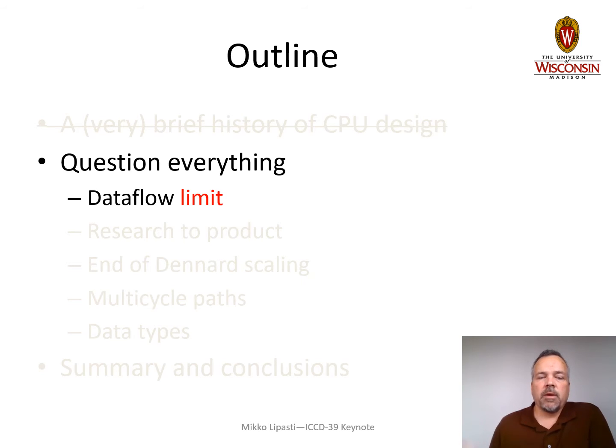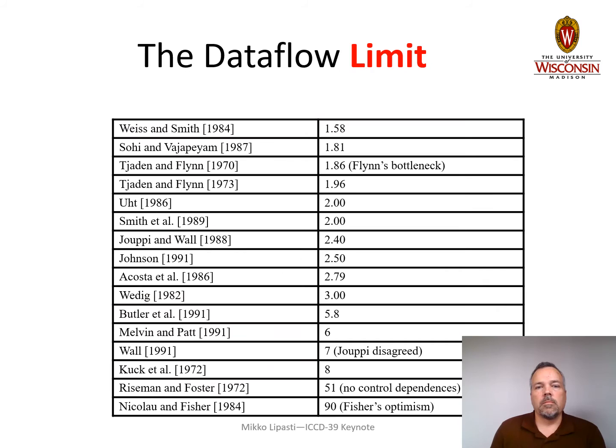And so the first topic I want to spend a little bit of time on is something called the Dataflow Limit. So we saw this table earlier. This illustrates various studies that have been done over the decades trying to understand how much instruction level parallelism exists. So what is the limit at which we can execute these programs if we try to extract as much parallelism as is there in the programs themselves?